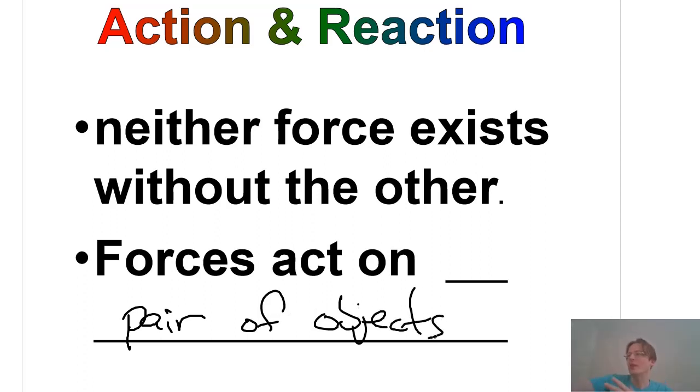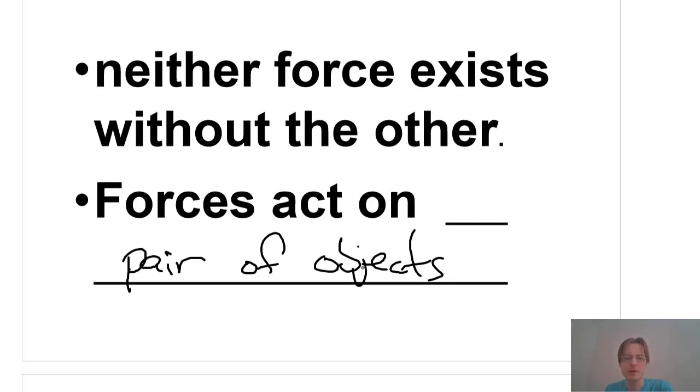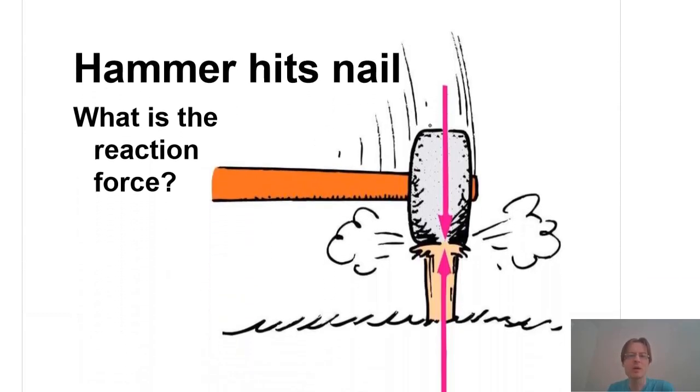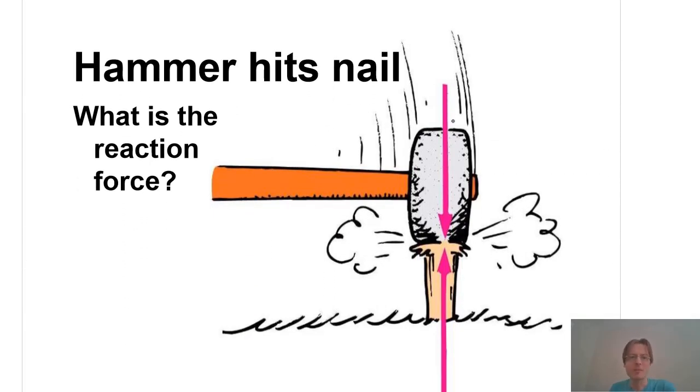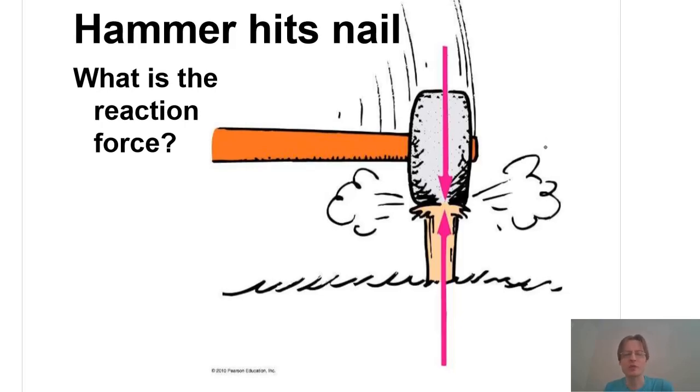If the action force acts on one object, the reaction never acts on the same object. It's always on another object. It's between a pair of objects. For example, when you hammer something in, the hammer hits a nail. What's the reaction force to the hammer hitting the nail?